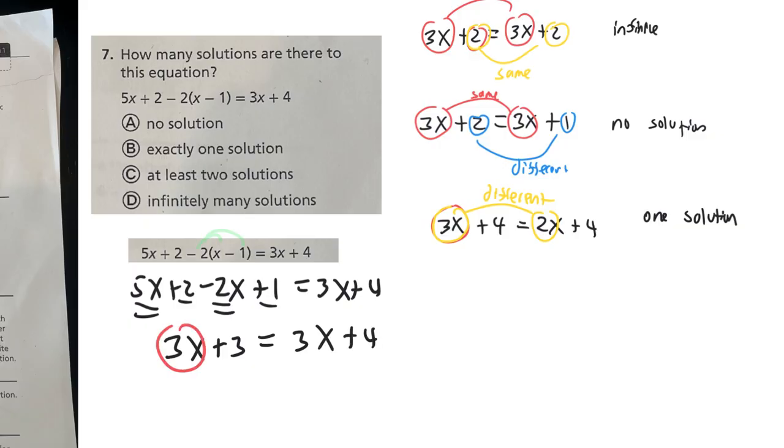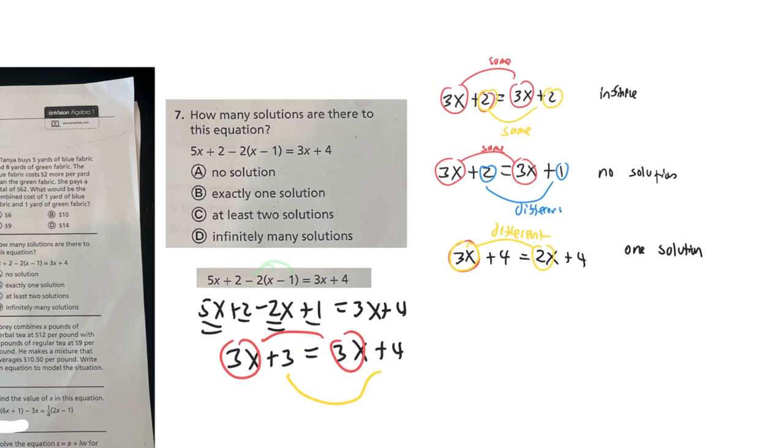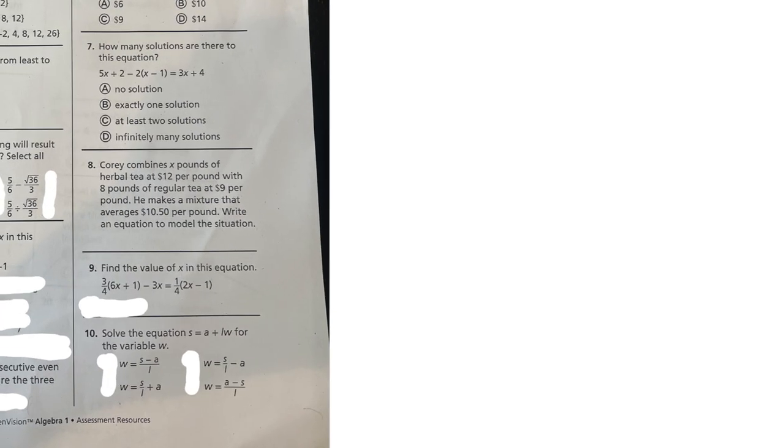Now, this is a scenario where these are the same, but these are different, and that is something like this right here, right here. And that's no solution. So that's A. Hopefully that makes sense. That's number 7. Looking at number 8.